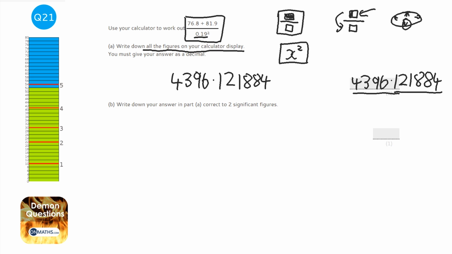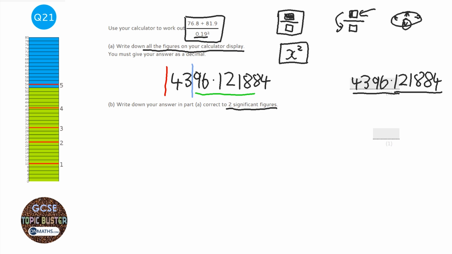Okay, so write down correct to two significant figures. Now, to do two significant figures, we start counting at the start of the number. So I'm going to do a red line where you need to start counting. And you just count 1, 2 numbers. So the blue line is where I've stopped counting. Now, all of these numbers here are going to be reset to 0. They're going to go away. Well, not quite. Let's come to that later.